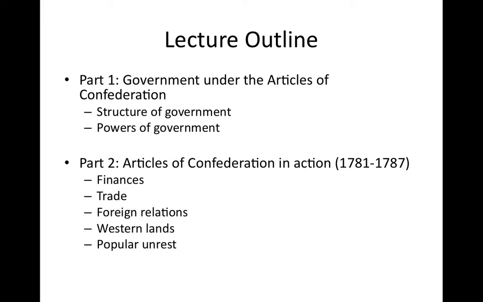And here's the outline of today's lecture. It's going to be divided up into two parts. In the first part, I'll just give you a brief overview of what the government was like under the Articles of Confederation, looking at both the structure of government and the powers of government. And then in the second part, we'll have a look at how things transpired under the Articles of Confederation, paying close attention to 5 different areas of American life.